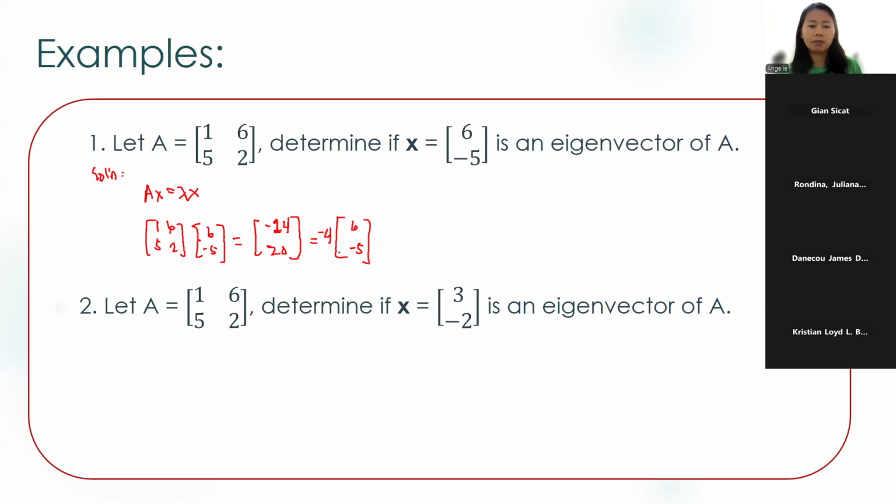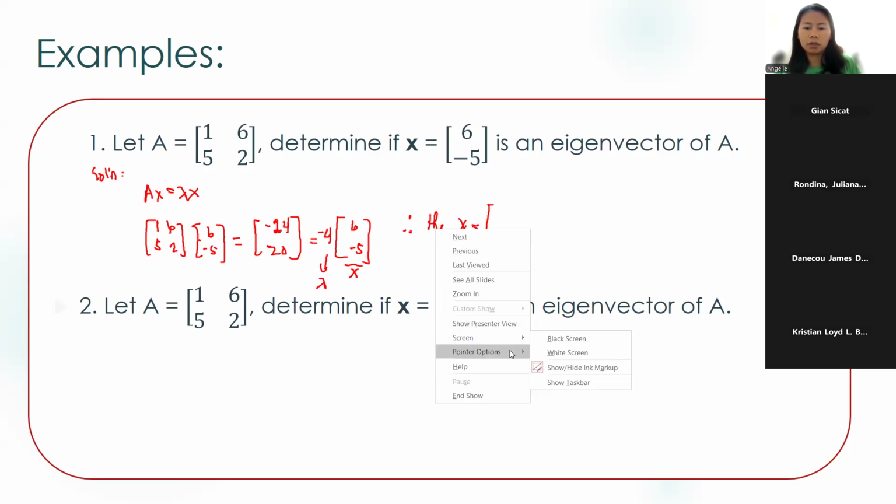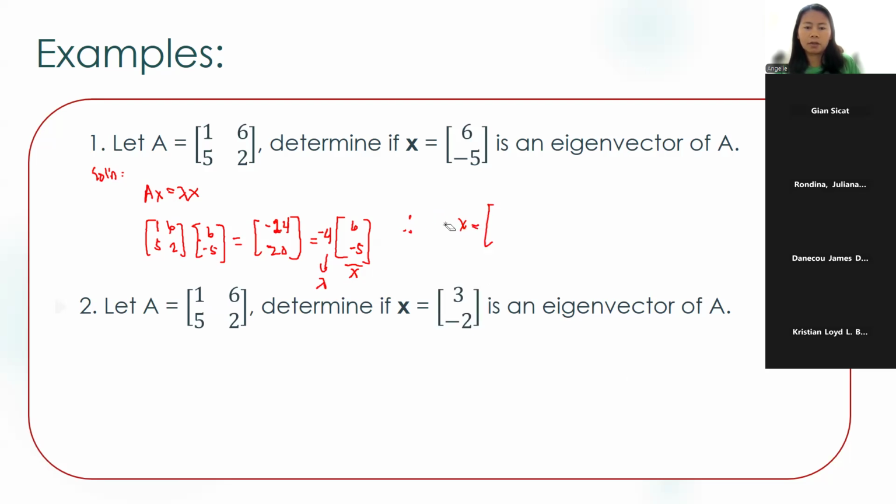So therefore, since this scalar exists, and this one here is your lambda, your eigenvalue corresponding to this eigenvector, the vector x, which is 6, negative 5, is an eigenvector of matrix A.